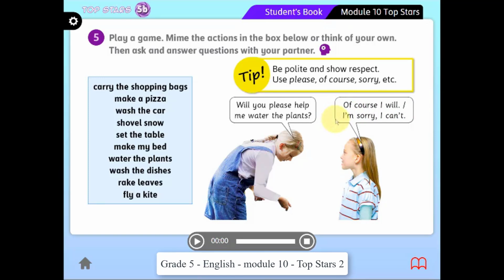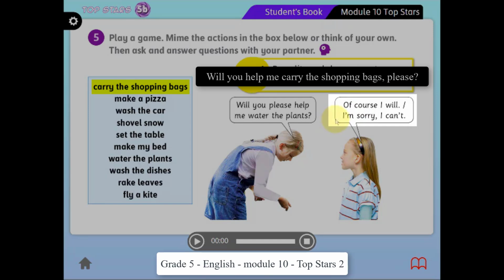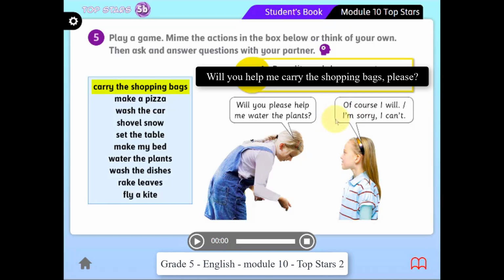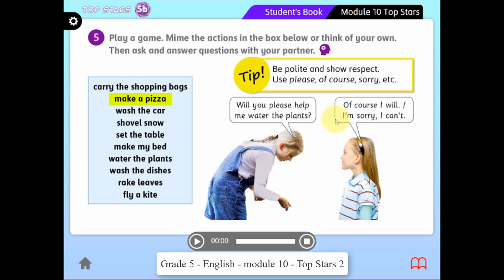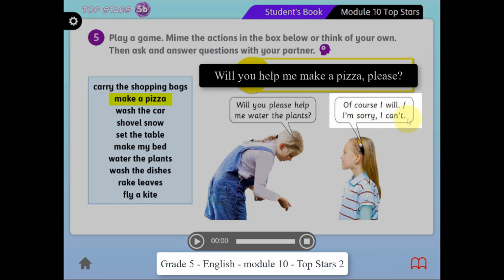Let me do 1 or 2 examples with you. The first action is carry the shopping bags. So the request would be like this. Will you help me carry the shopping bags, please? And the answer is the same like here. Of course I will, or I'm sorry, I can't. The second action, make a pizza. So the request is, will you help me make a pizza, please? Then I say one of these replies.